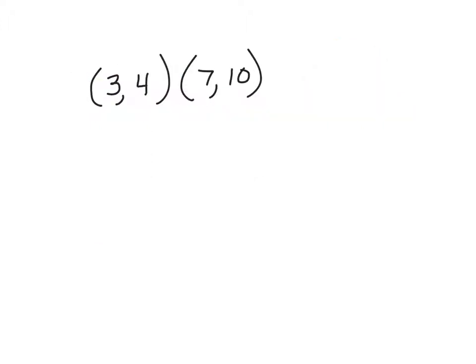One word of caution when determining slope this particular way. I have the 2 points here, 3, 4 and 7, 10. So I'm going to first subtract my y's. Notice I'm going to start with the 10, and then I'm going to subtract the 4. So in that particular case, I get 6.